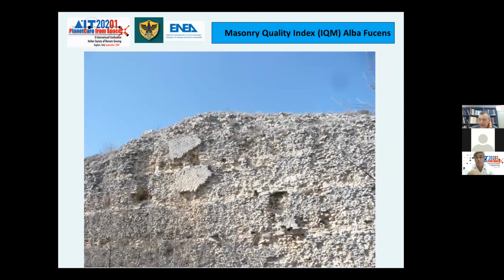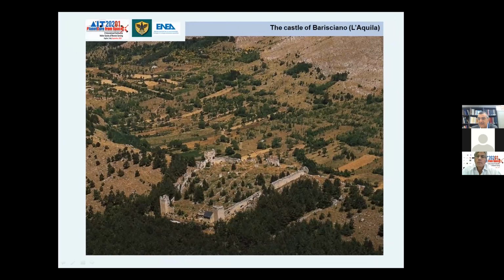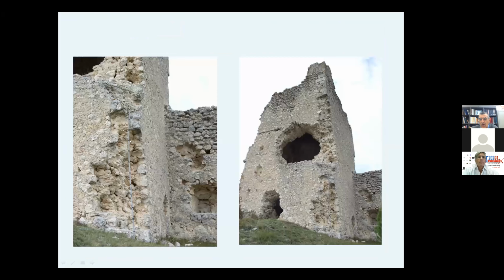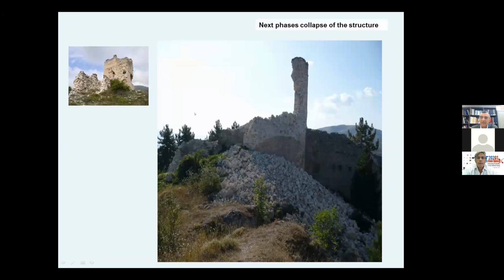And here we have a sample of different masonries, this is a Roman masonry with the quality index. This is Pompeii, the decay of the structure. The castle of Varisciano, see how it is located in a mountain place. You see the decay and the masonry structural aspects, how these aspects influence the corner of the surface, how it's interesting having cracks, post-cracks, displacement, and so on, and what happens in the next phase, that is the collapse.